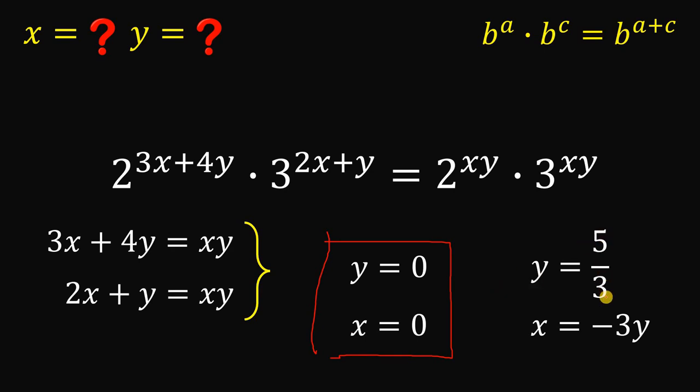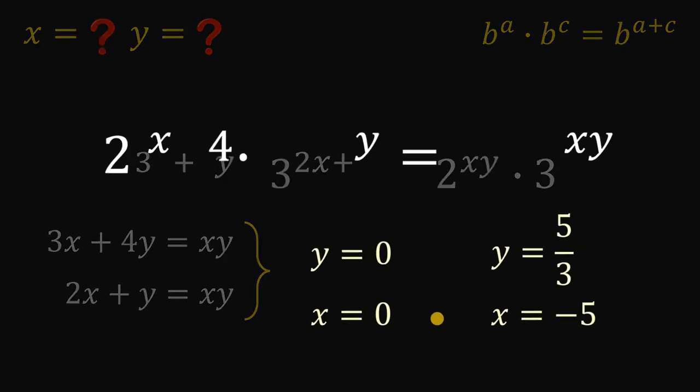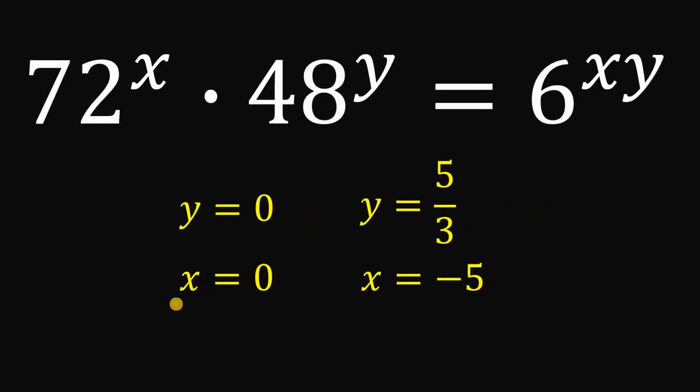Now, if y is equal to 5 over 3, and we replace y here, we have negative 3 times 5 over 3, so the value of x must be equal to negative 5. Therefore, our answer to this question: we have two possible pairs of x and y. If x equals 0, then y equals 0. Or if x equals negative 5, then y must be equal to 5 over 3. And as always, we are done.